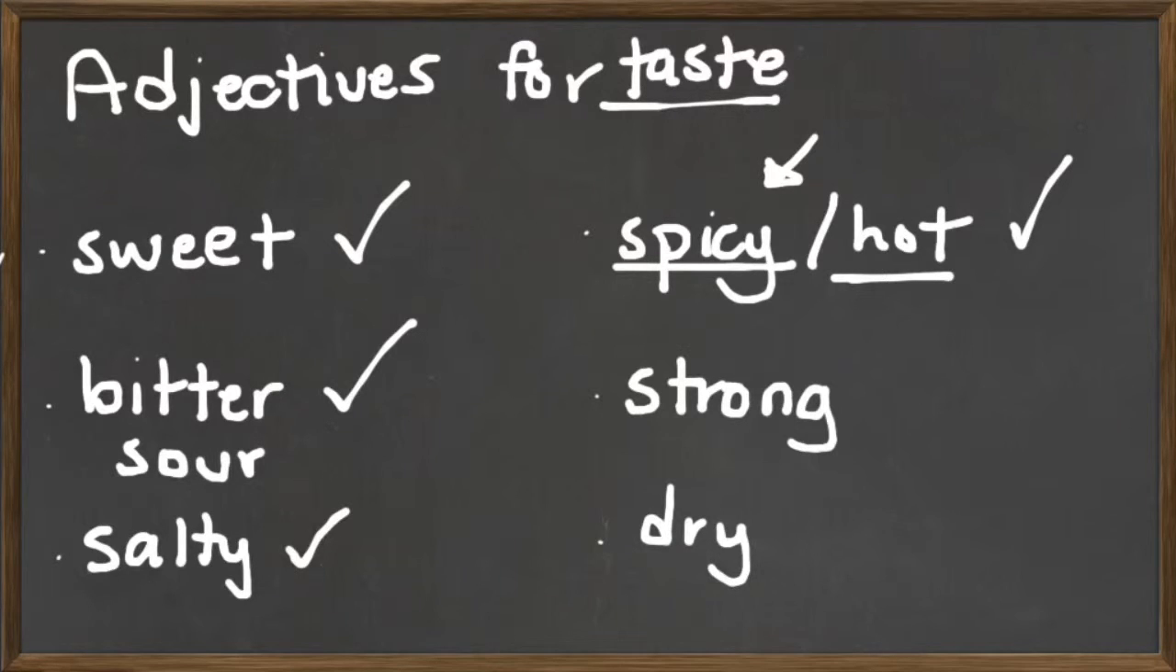The next one would be strong. Strong. Now, strong can be applied for many different types of taste, but normally we use it for drinks, alcoholic drinks. We can talk about a specific alcoholic drink such as tequila or mezcal. Some people consider them strong, like difficult to drink because they have a very powerful taste, so to speak.